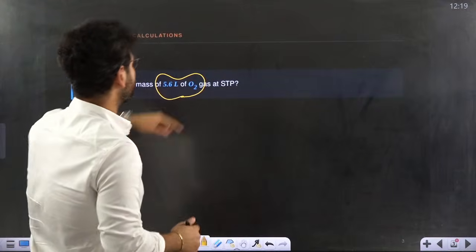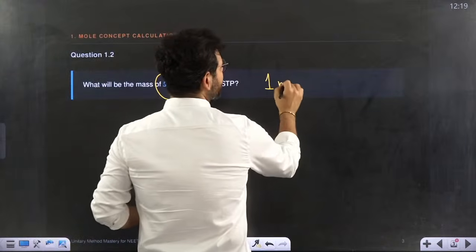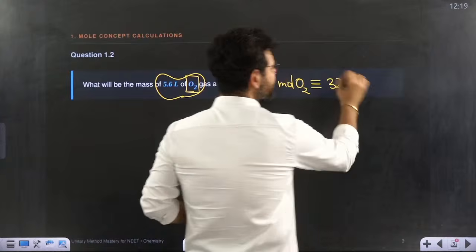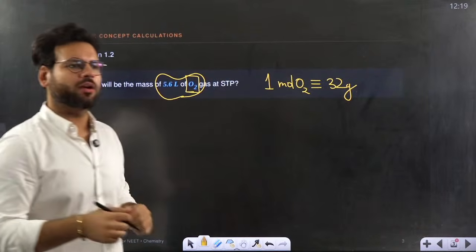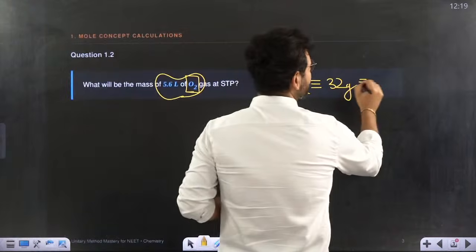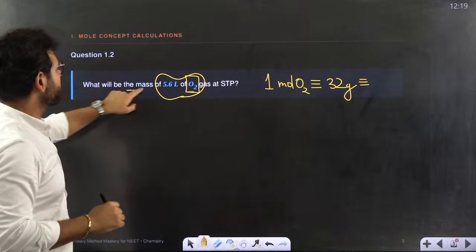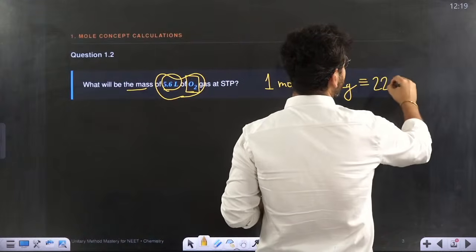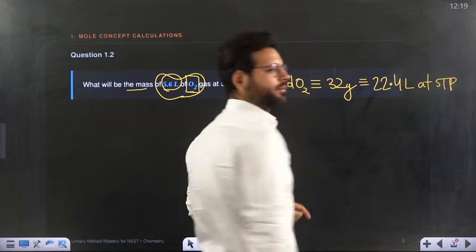So since they are talking about O2, let's write the mole concept of O2. 1 mole O2, meaning 32 gram is the molar mass. It will contain Avogadro molecules. Meghna, hello Meghna. Since they are not talking about molecules, they are talking about mass versus volume, I'll just mention the volume. It will occupy 22.4 liter at STP.